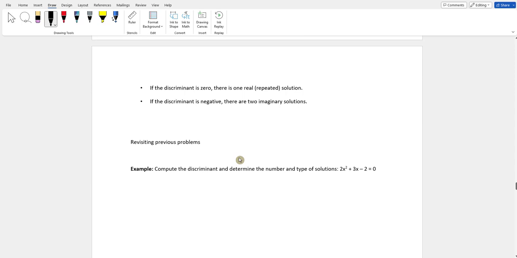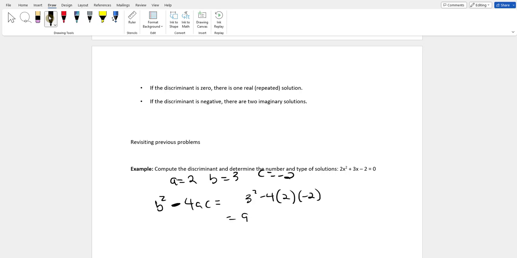So we're going to revisit the previous problems and just calculate the discriminant. Okay? So we've already calculated this when we did the quadratic formula. If we look at this first problem, we already did this problem, but right now I'm only going to look at the discriminant. So the discriminant is b squared minus 4 times a times c. So that's 3 squared minus 4 times 2 times negative 2. This gives me 9 plus 16, which is 25.